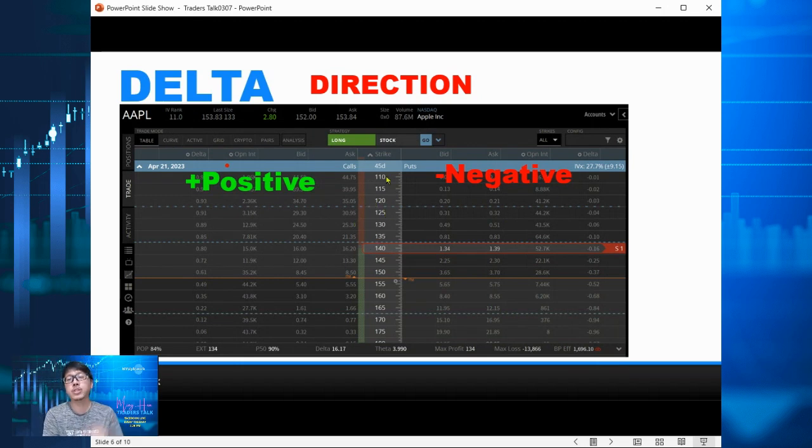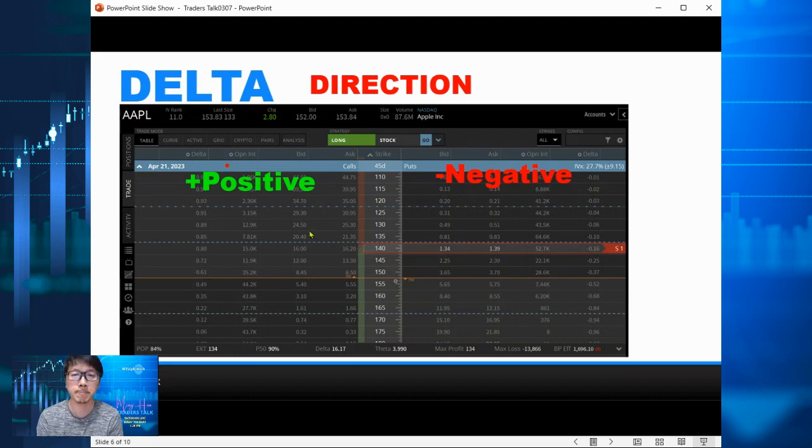I couldn't draw it because of the problems. Otherwise, I can draw a matrix, and with that matrix it would be quite easy to understand the delta direction for buying calls, selling calls, buying puts, selling puts.